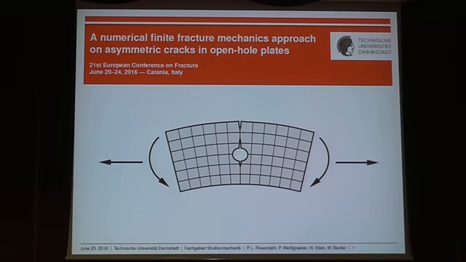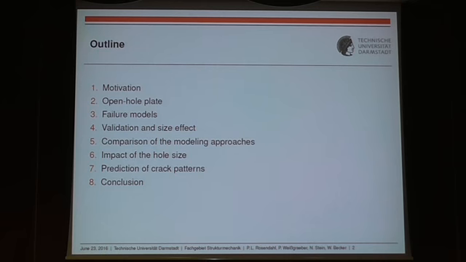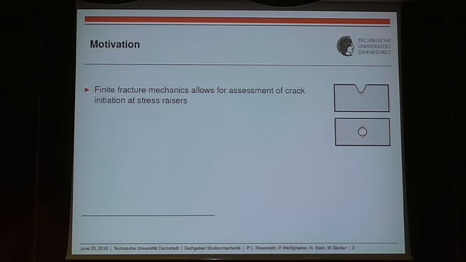So what I want to present today is, as we heard, the initiation of asymmetric crack patterns in open hole plates as depicted here, loaded by tensile and also by bending stresses, basically. After a short motivation, I want to introduce the structural situation that we examined, the failure models that we used. I want to validate those failure models real quick and compare the models against each other, and then talk a little bit about the impact of the hole size and the prediction of the crack patterns, or what crack patterns we can actually expect in this structure.